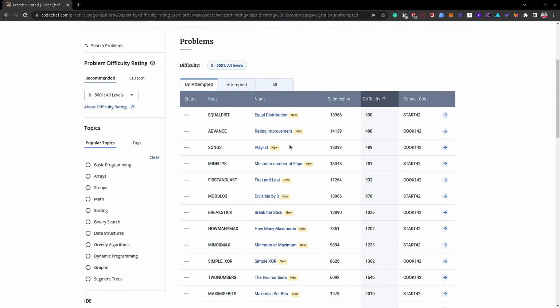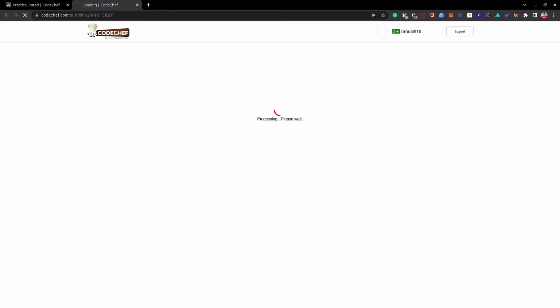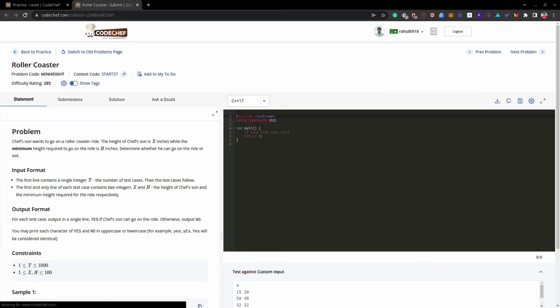So we have done the codes with difficulty of less than 500. Then we'll be doing it from here, from the easy ones again. I know these are the easy ones, but still I want to do this so that I don't miss a single one.